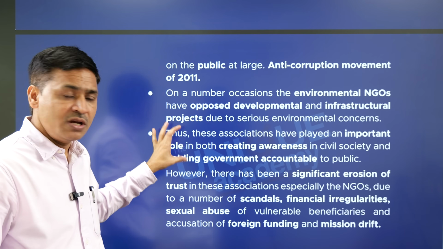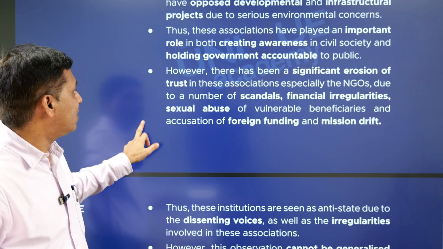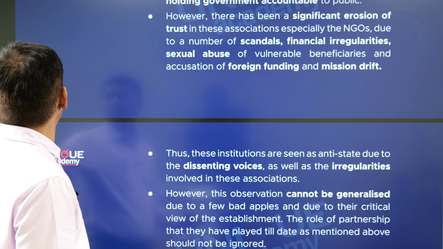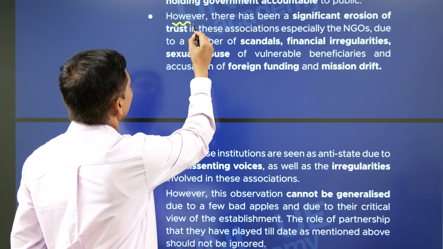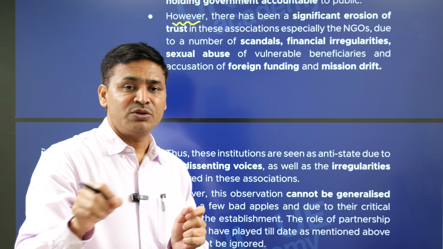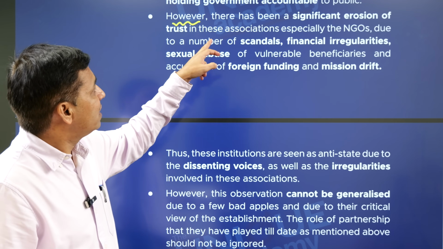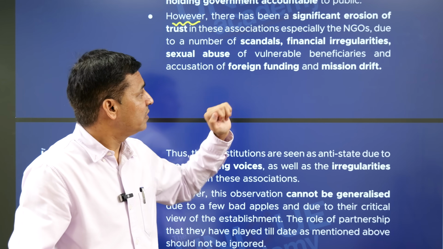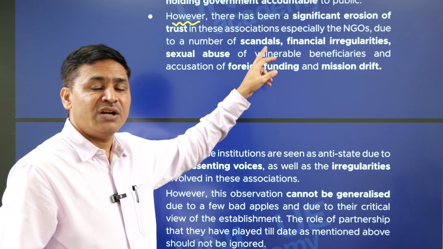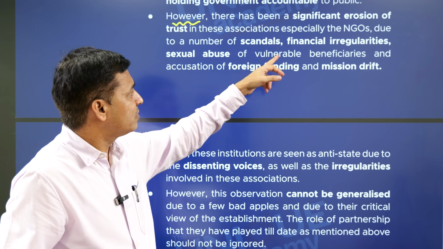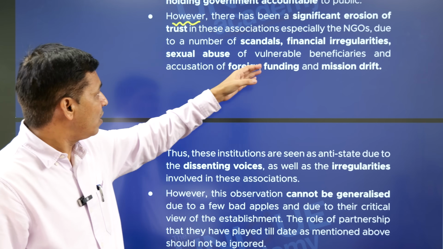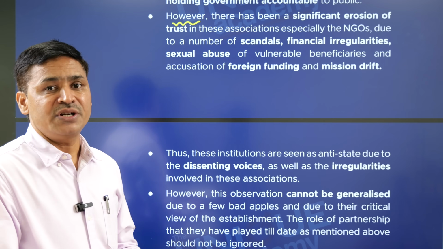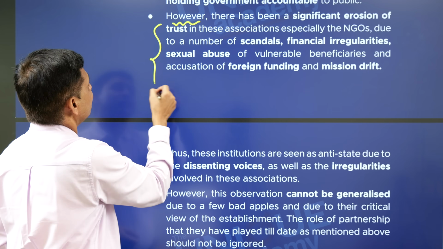This conclusion is very, very important. Now look at the important aspect of the argument. However, and let us point it out categorically, however, now you must have sensed that we are going to enter into the argument per se. There has been significant erosion of trust in these associations, especially the NGOs, due to a number of issues, and we have jotted them down: scandals, financial irregularities, sexual abuse of vulnerable beneficiaries, accusations of foreign funding and the mission drift. Now, this part is very significant.